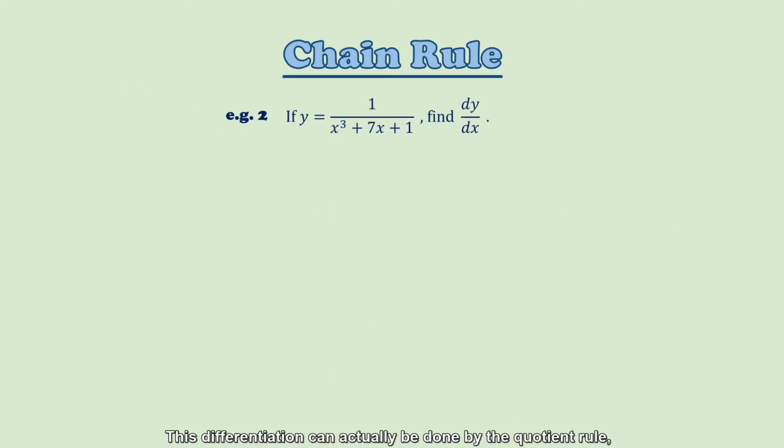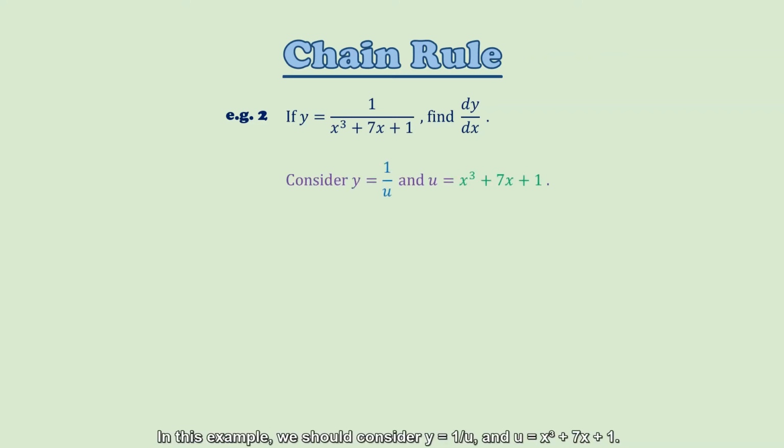This differentiation can actually be done by the quotient rule. But now let's take a look at another way to do this differentiation. In this example, we should consider y to be 1/u and u to be x³ + 7x + 1. We can see that both functions can be differentiated easily.